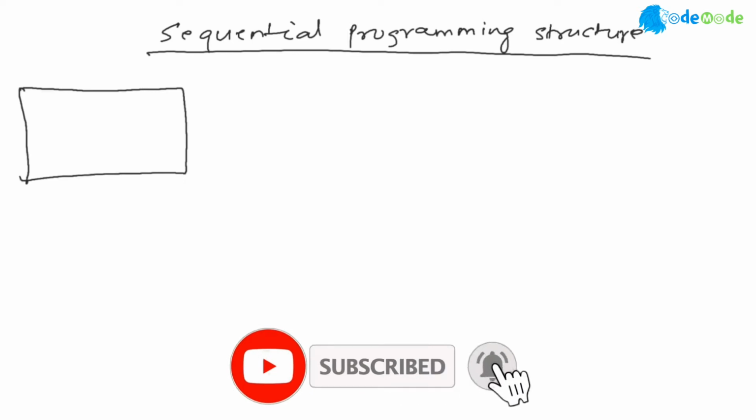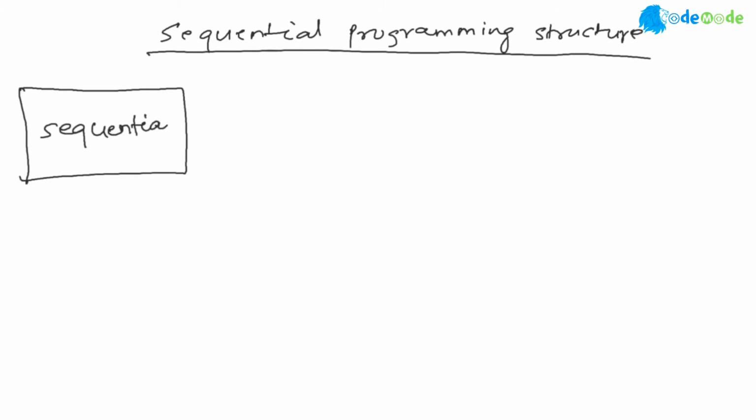So the first one is called sequential. In sequential, every line of code is going to execute from top to bottom. You are not going to skip any line of code.